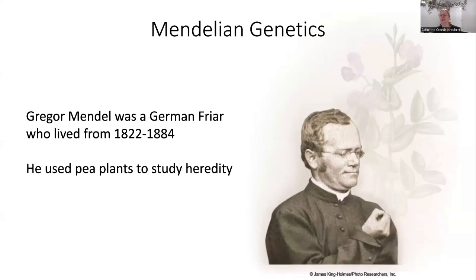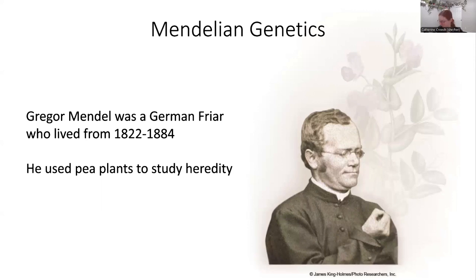Gregor Mendel was a German friar, and a friar's like a monk. He really wanted to be a scientist, but back in the day when he lived in the 1800s, the only access he really had to literature and scientific materials was through the church. And so he joined as a friar so that he could experiment with his plants. He loved plants. He lived from 1822 to 1884, and his thing was breeding pea plants.